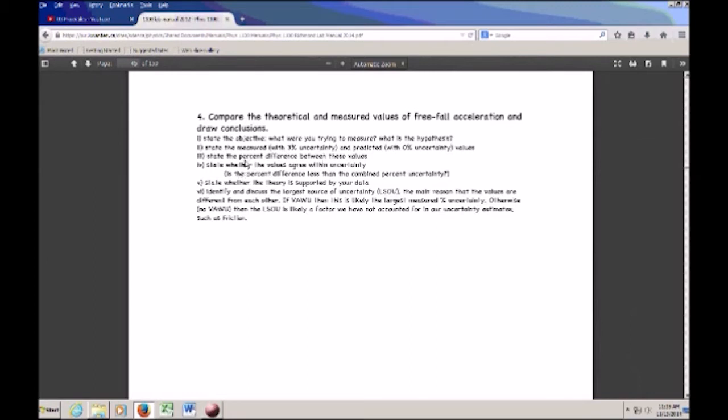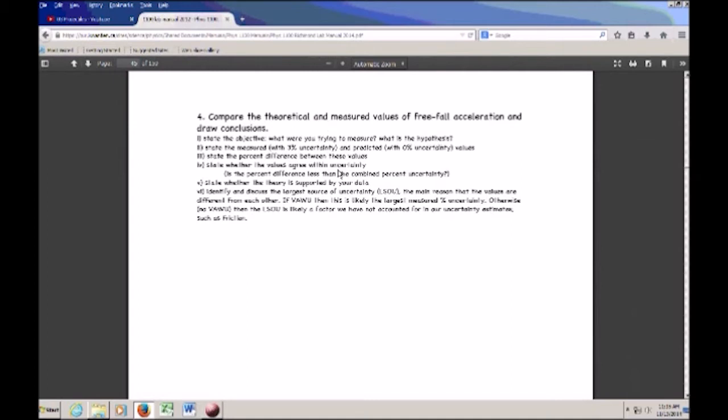The next thing you need to do is you need to state whether your values agree with an uncertainty. So this is sometimes a little confusing. You've got a percent difference that you just calculated. That is the difference between these two numbers. It's a way to gauge how far apart they are from each other. The uncertainties, which you also have, are a measure of how big a difference you're allowed to have and still say that your values agreed well.